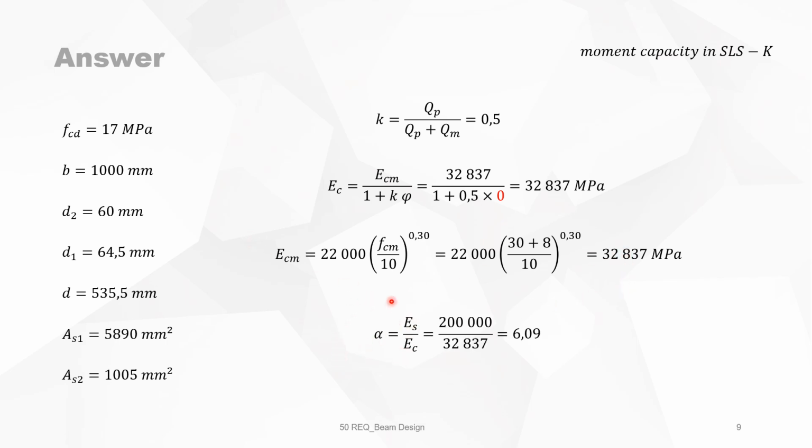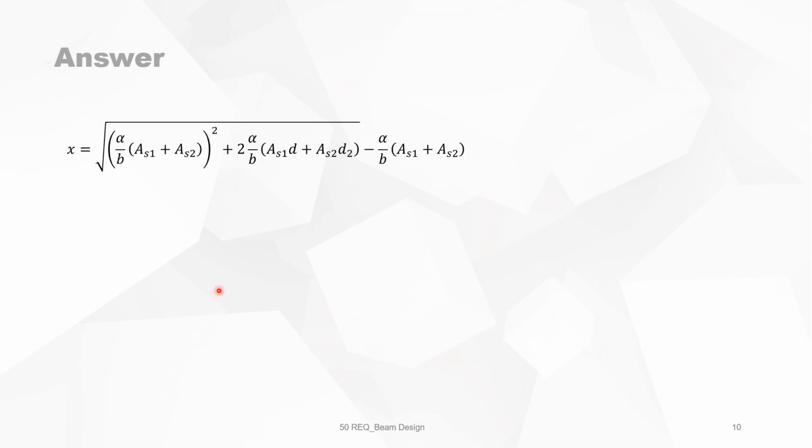And alpha is then the ratio of the modulus of elasticity of steel divided by the modulus of elasticity of concrete, and it's 6.09. Okay, so this is fine. We know that in SLS characteristic, the alpha is around 6. The position of the neutral axis in SLS characteristic is equal to this formula. That's the depth of the neutral axis.